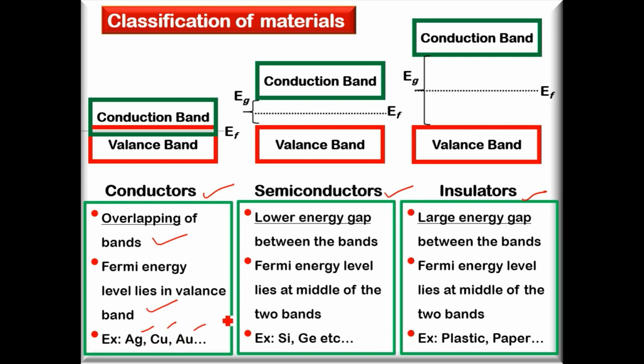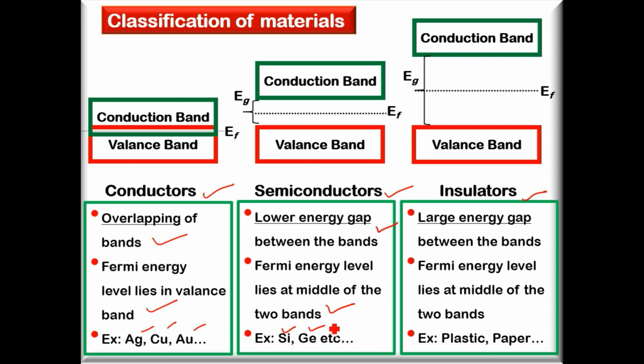Coming to semiconductors, there is a small energy gap between the conduction band and valency band. So there is a lower band gap between the bands, and the Fermi energy level lies in between the conduction and valency bands. The well-known examples are silicon and germanium, and you will find a lot of compound semiconductors within this category.